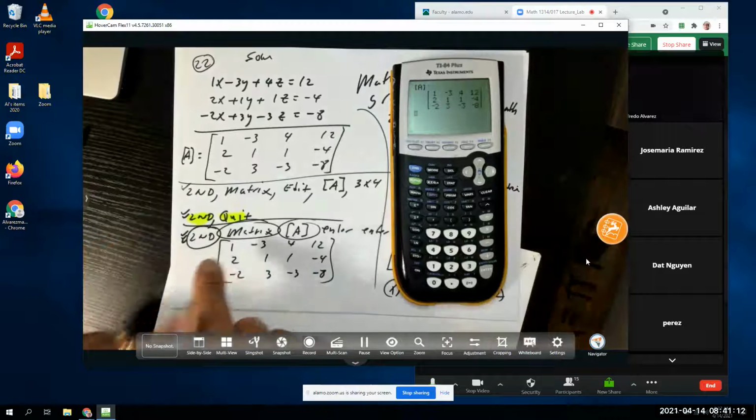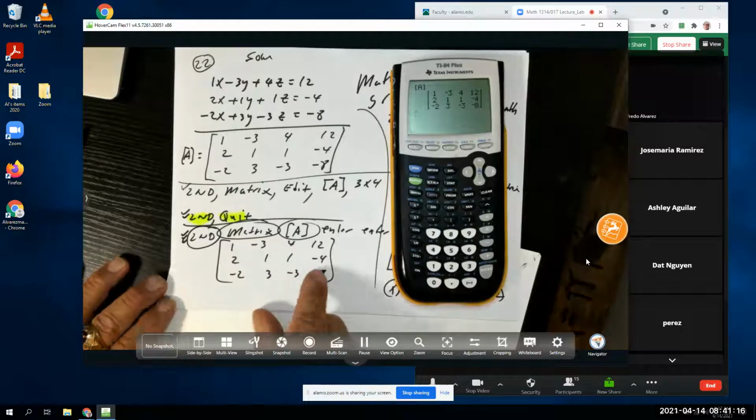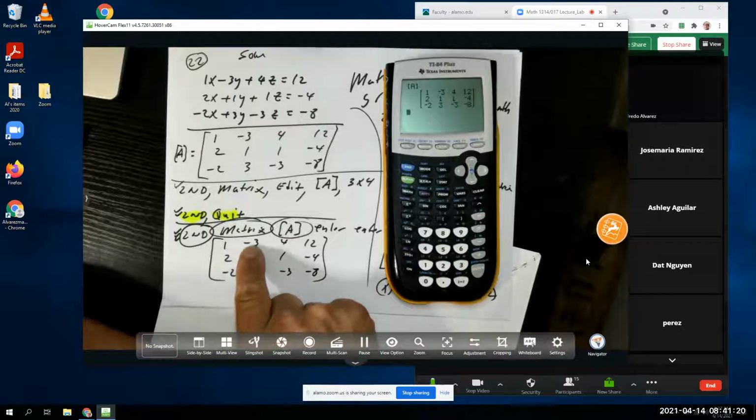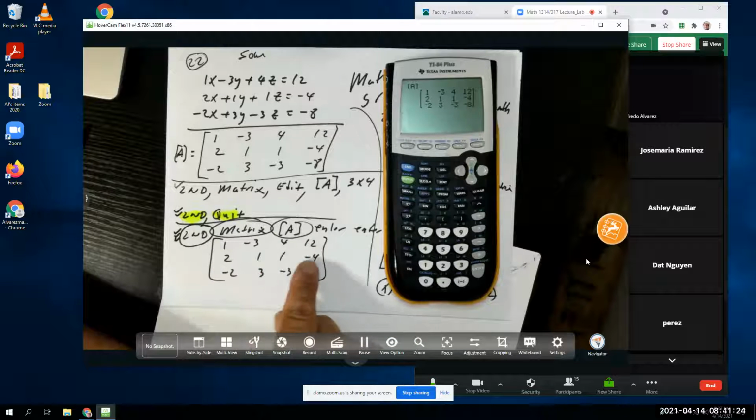So now, all your numbers should be exactly like this. If there's one minus sign wrong, or one number wrong, it's not gonna come out right. So you should have a 1, a -3, little minus sign, a 4, and a 12. You should have a 2, a 1, a 1, and -4. You should have a -2, a 3, a -3, and a -8. That's what you should have. Exactly those numbers in your machine. Does everybody have exactly those numbers? Yes or no? Give me one second. I'm redoing mine. That's okay.